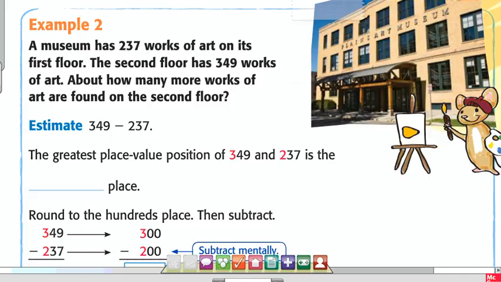So look at the example number 2. It says a museum has 237 works of art on its first floor. The second floor has 349 works of art.